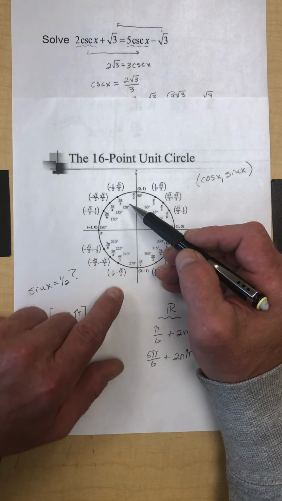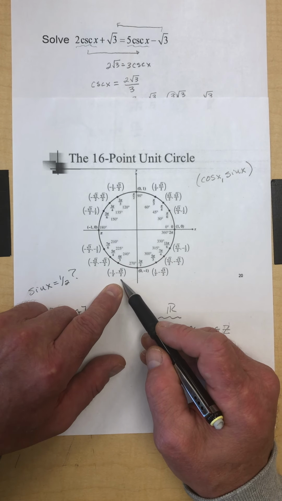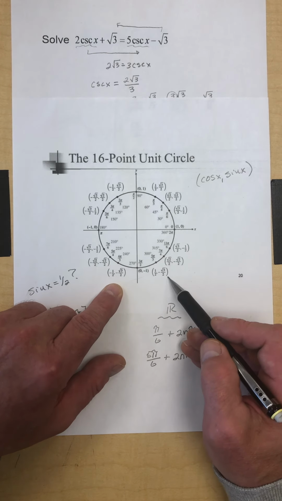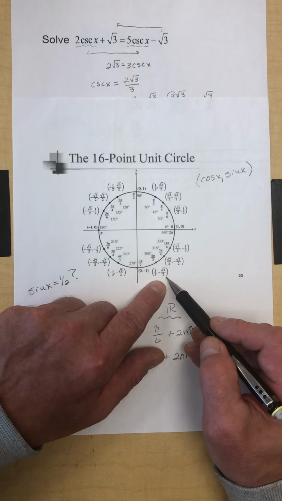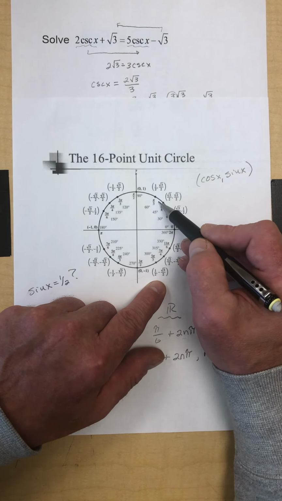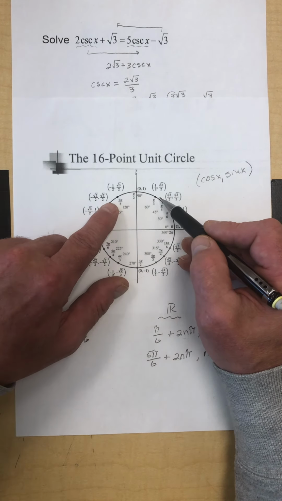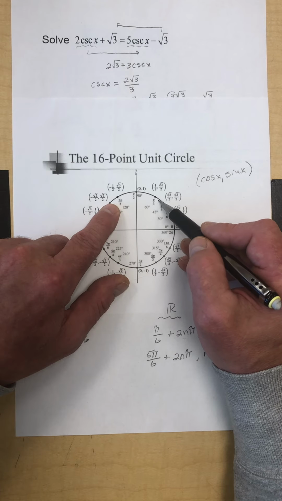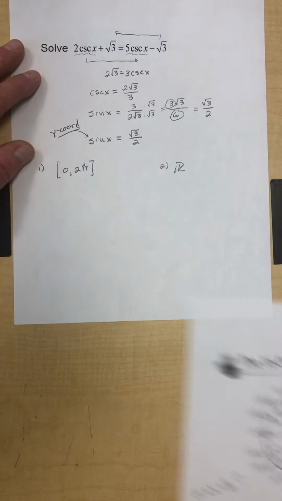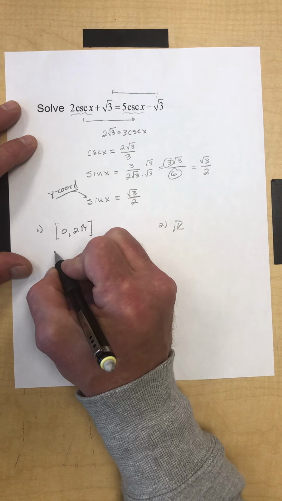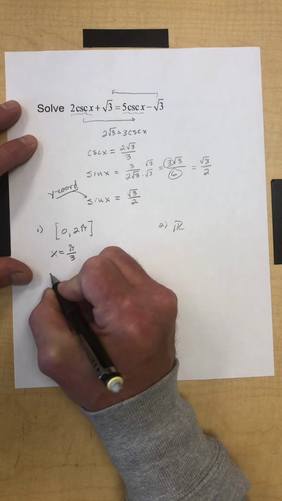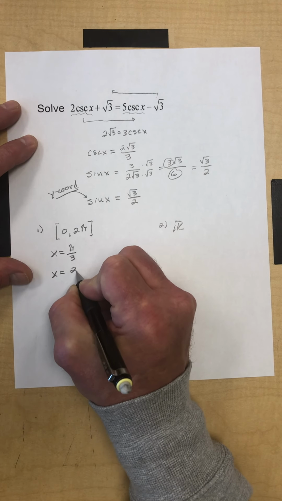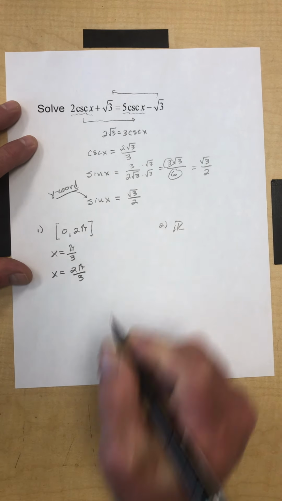And notice if I go down here to quadrant 3, now it's negative radical 3 over 2, which I don't want. I want positive radical 3 over 2. And right here at 5 pi over 3, again, it's negative radical 3 over 2. I want positive radical 3 over 2. So that happens at pi over 3 and 2 pi over 3. These two right here. Okay. So let's see. My two solutions would be pi over 3 and 2 pi over 3.